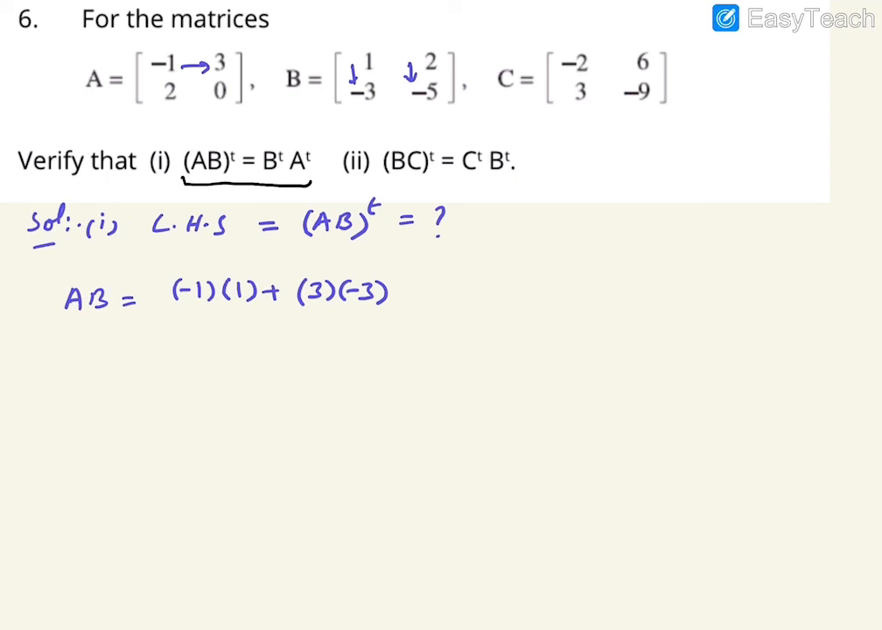Similarly, the first row will multiply with the second column also. Minus 1 into 2 plus 3 into negative 5. Similarly, the second row, 2 0, will multiply with the first column and the second column. Row elements I wrote, column elements you can copy from above.